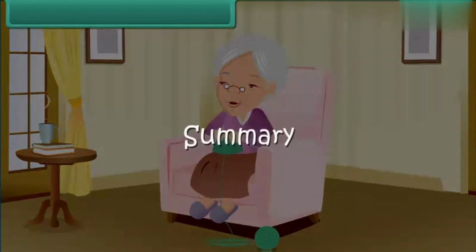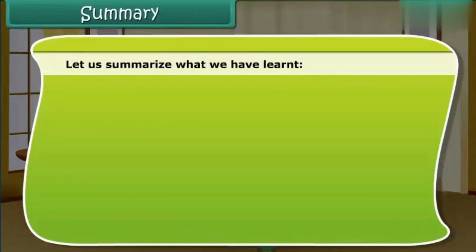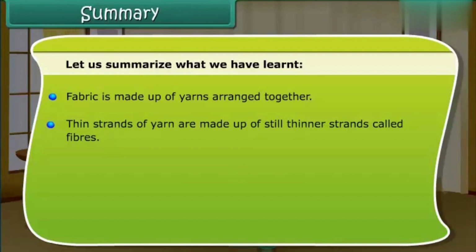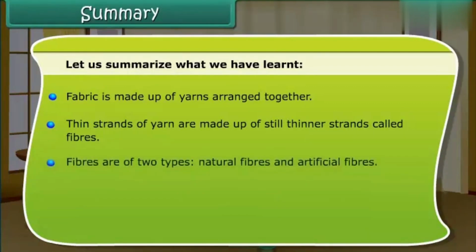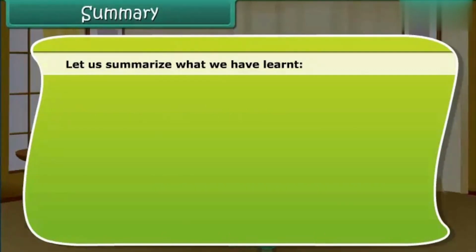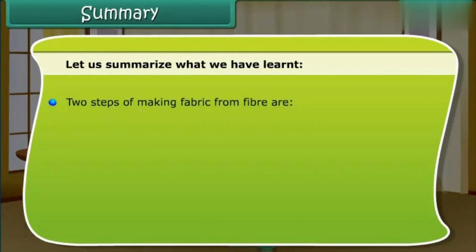Summary. Let us summarize what we have learned. Fabric is made up of yarns arranged together. Thin strands of yarn are made up of still thinner strands called fibers. Fibers are of two types: natural fibers and artificial fibers. Cotton and jute fibers are obtained from cotton and jute plants respectively. Two steps of making fabric from fiber are: 1. Making of yarn from fiber. 2.